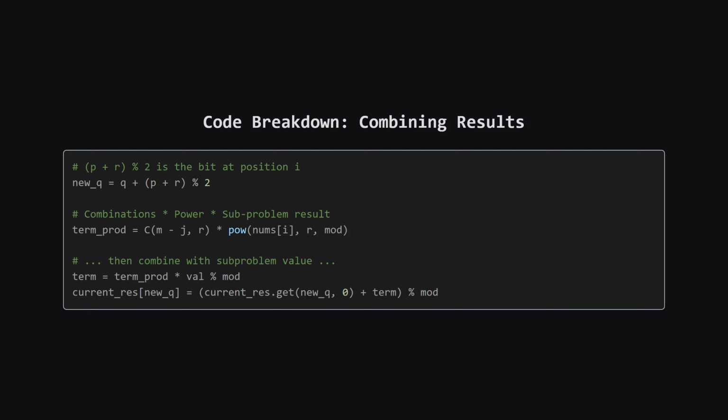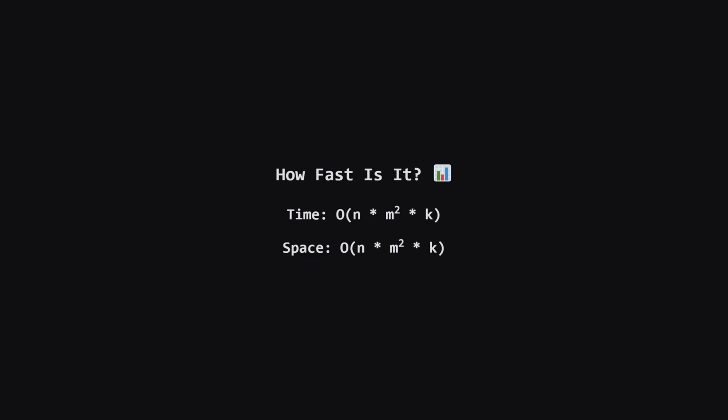So how efficient is this DP solution? The time complexity is roughly on the order of n times m squared times k. Here, n is the length of the nums array, m is the sequence length, and k is our target bit count. This comes directly from the parameters of our DP state. i goes up to n, j goes up to m, and the carry p can also go up to about m. The k factor comes from the size of the dictionary we're building at each step. The space complexity is the same, because our memoization table needs to store the result for every one of these states.